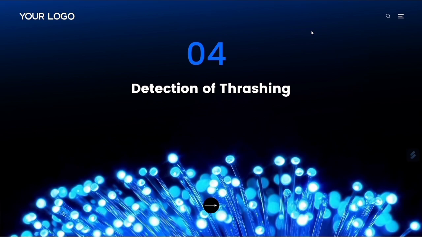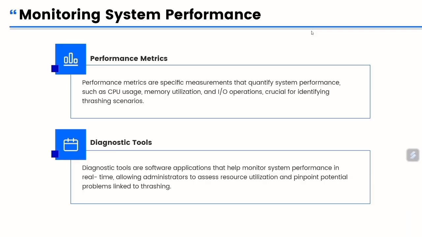Detection of thrashing. Monitoring system performance. First, performance metrics. Performance metrics are specific measurements that quantify system performance, such as CPU usage, memory utilization, and I/O operations, crucial for identifying thrashing scenarios.